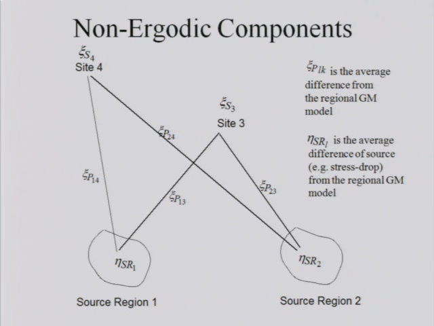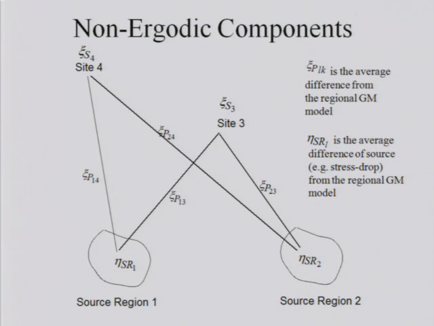Okay? And so then I would have a specific path term from source region 1 to site 3 that tells me that's lower than average. I might now have a different source region here coming to my site, and they're higher than average. Okay? And I could do all of those.